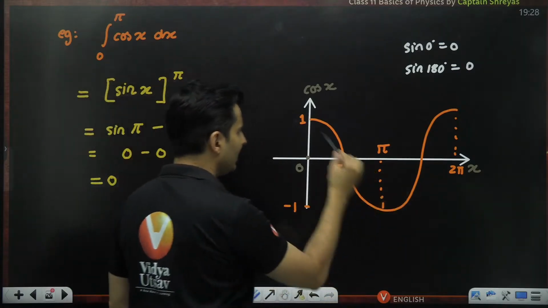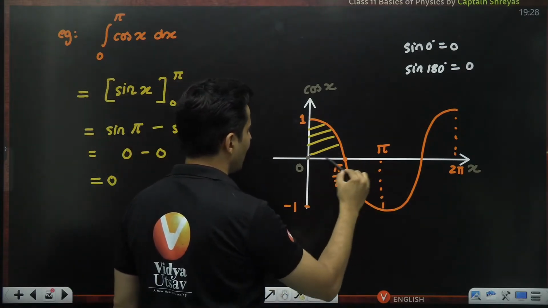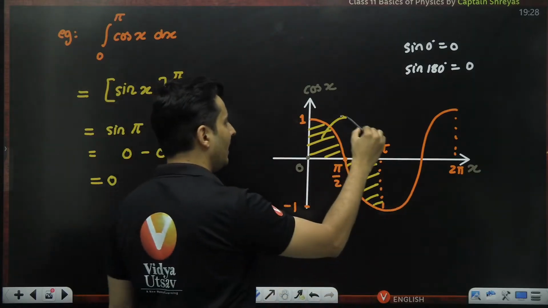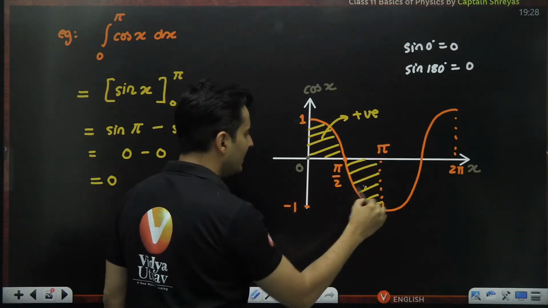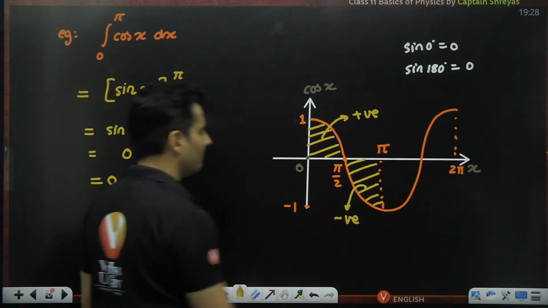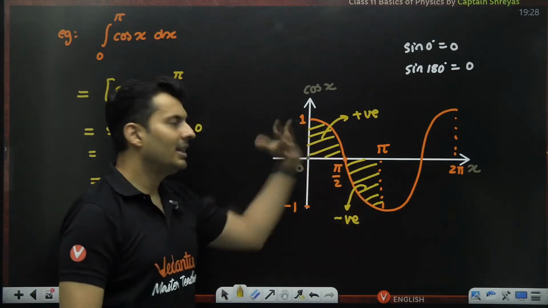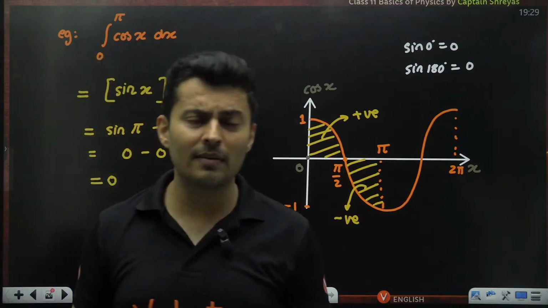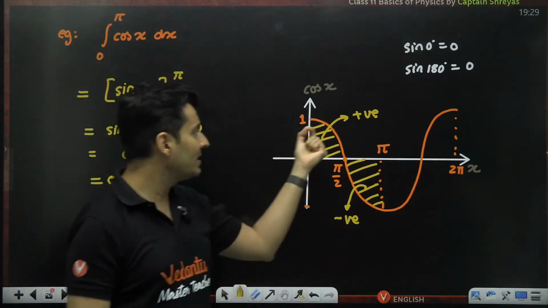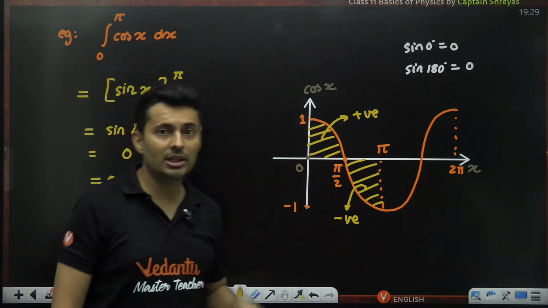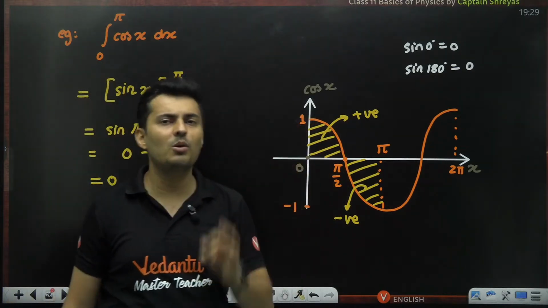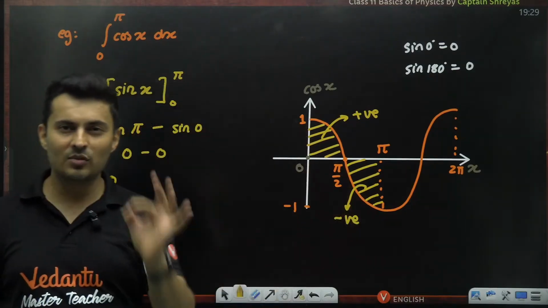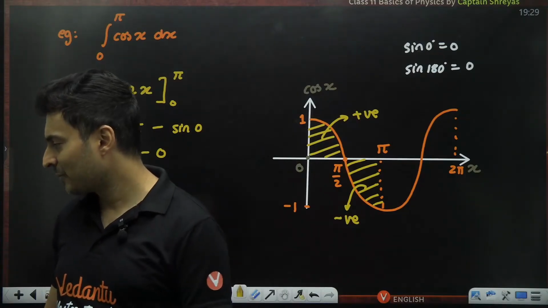Now, when you see it, things start becoming clearer. I'm trying to find this particular area. This area is positive and this area is equally negative. So together it cancels out. When you find areas under the curve, you need to account for these signs. If something is on the top, it is positive. If something is below, it is negative. That is why the answer to this is 0. Got it? Yeah.